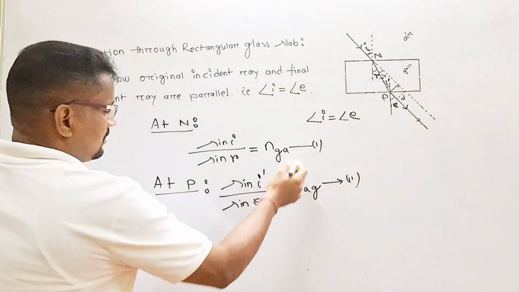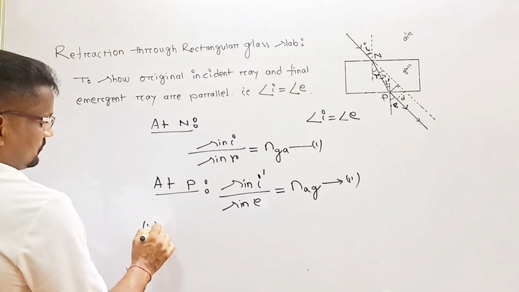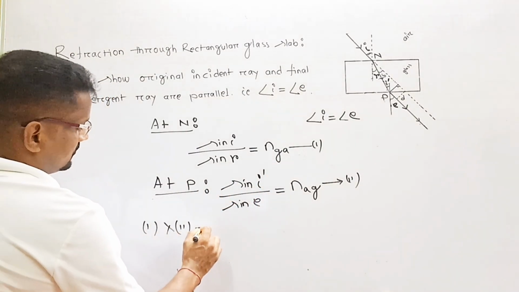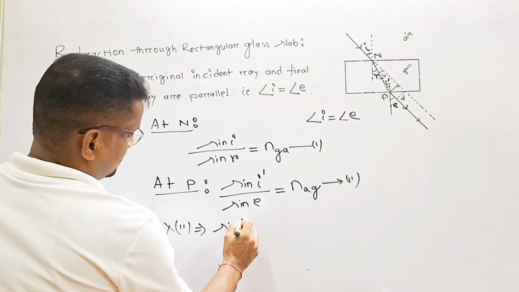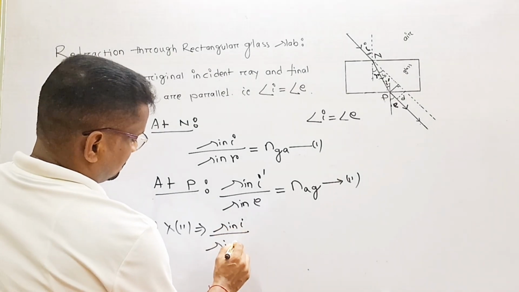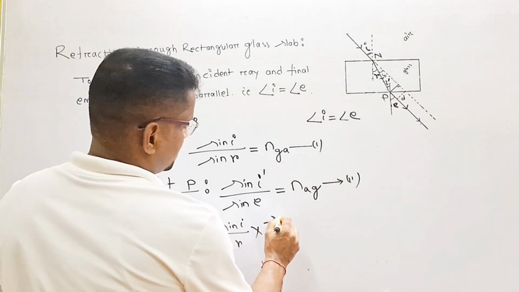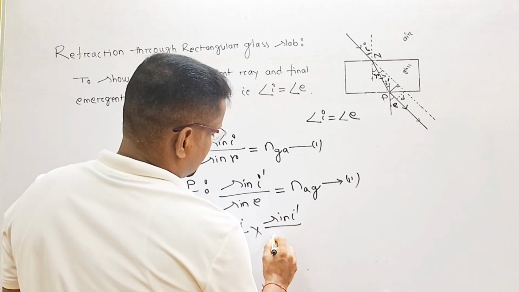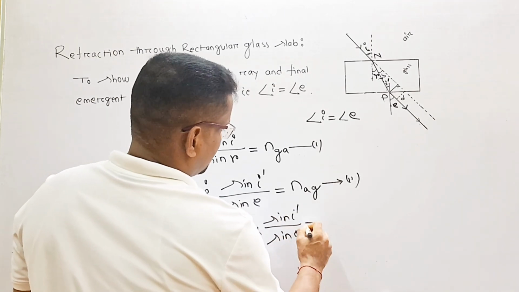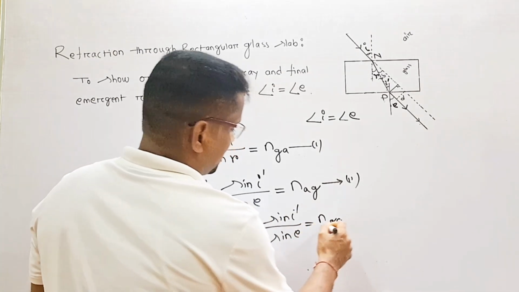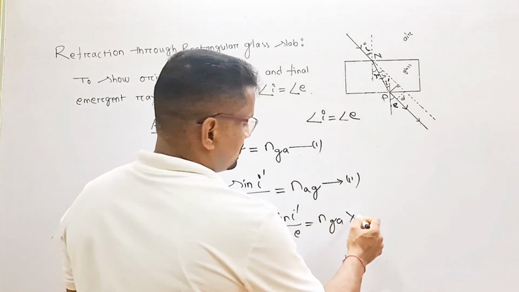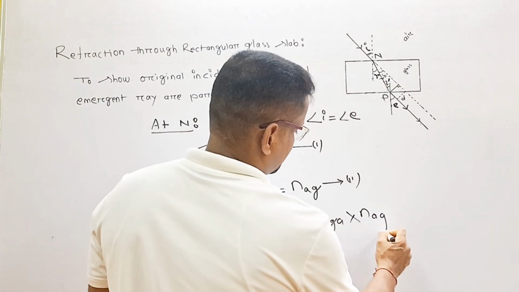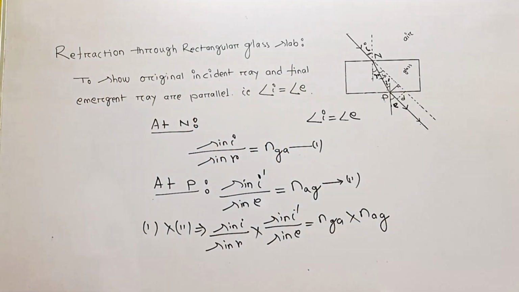Now, simple, multiply 1 and 2. 1 into 2. You will get sin I by sin R multiplied by sin I dash by sin E equals to nga, refractive index of glass with respect to air, into refractive index of air with respect to glass. This much we will get.